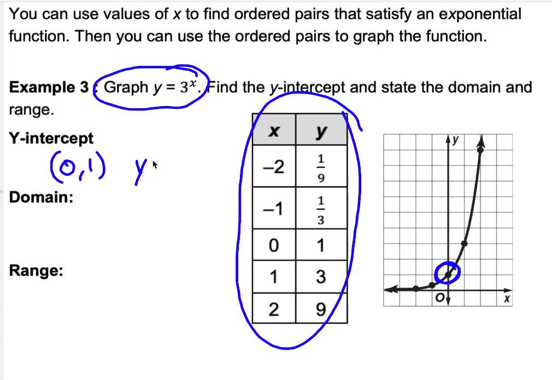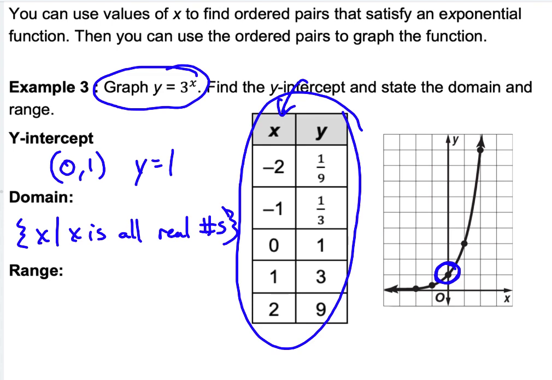So my y-intercept, where y is equal to 1. My domain, remember that's my inputs, my x values. That's going to be x such that x is all real numbers. So think about it. There's nothing that I can't put in for that exponent. I can do 3 to literally any power that I would like.